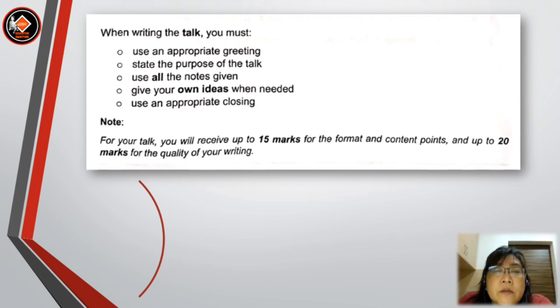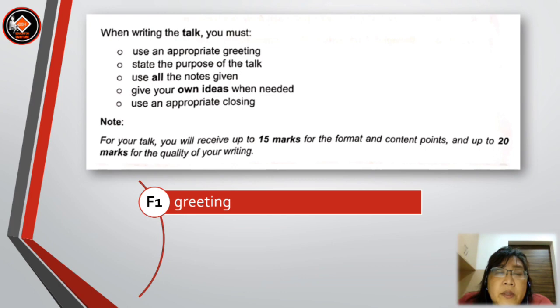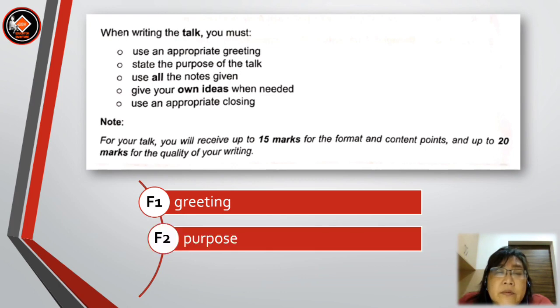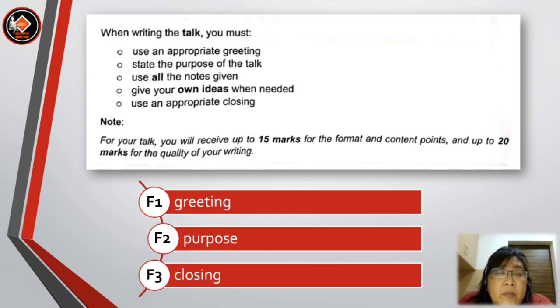When writing the talk, you must use an appropriate greeting, state the purpose of the talk, use all the notes given, give your own ideas when needed, and use an appropriate closing. Note, for your talk you will receive up to 15 marks for the format and content points and up to 20 marks for the quality of your writing. So let's look at the format marks. Format 1 is for greeting, format 2 is the purpose of the talk, and then format 3 is the closing.